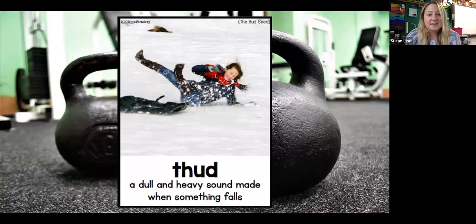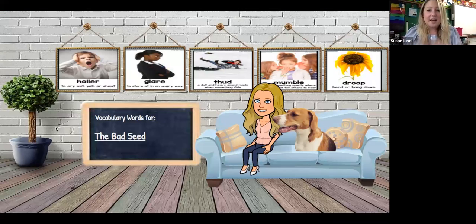Next word, thud. Thud is a sound. It is a dull and heavy sound made when something falls. The picture that they gave was this girl falling onto snow. When she falls, it's going to be hard, but we won't hear a crash sound. We will hear a thud. So the motion for thud is just like that. All right, let's go through them again. Holler, glare, thud.